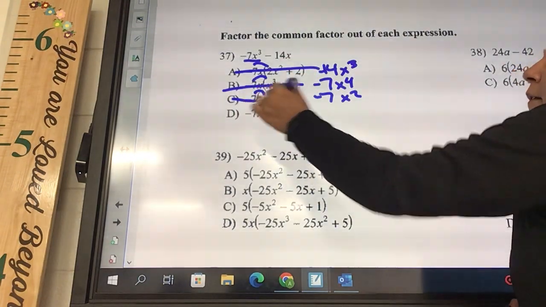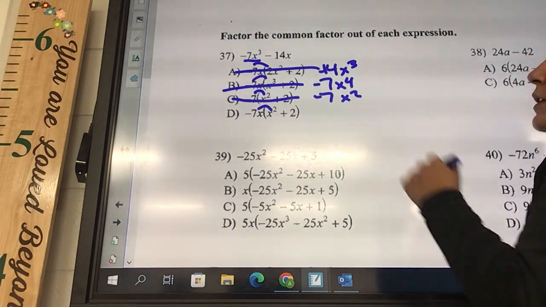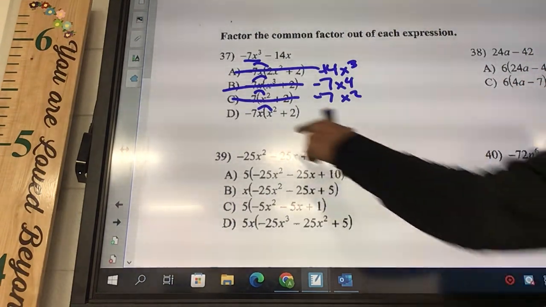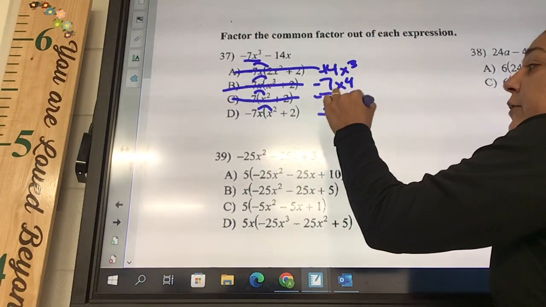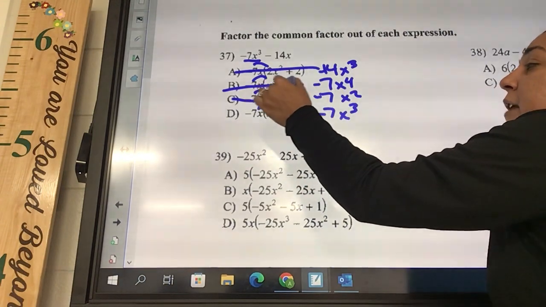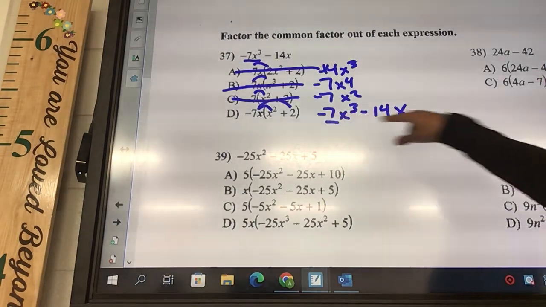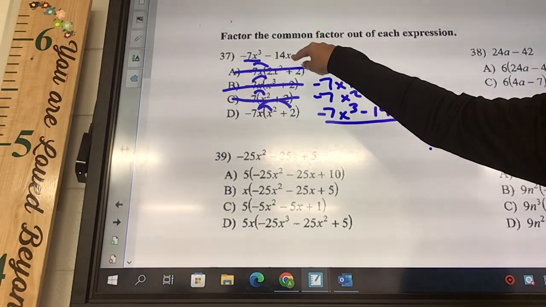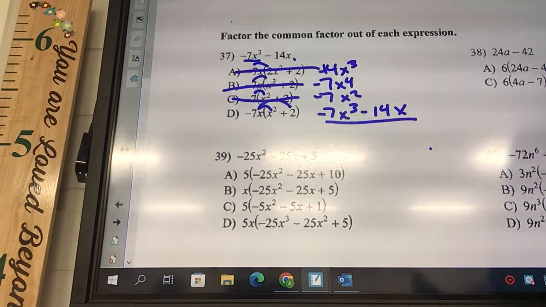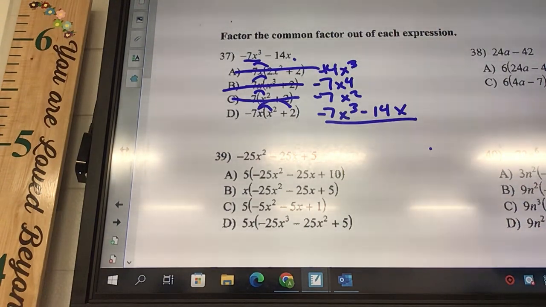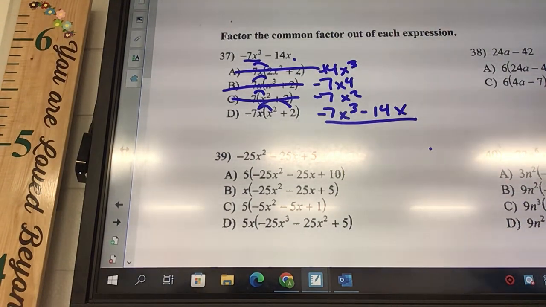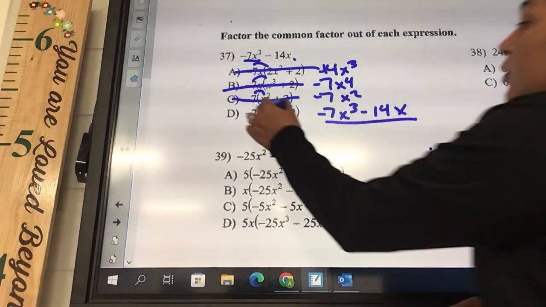Okay, now I'm going to show you, just because if some of them are the same, you would say negative 7x³, and then you do negative 7 times 2, which is going to be negative 14, and 1x. See how that completely looks the same as this one? That's how you can use the answers, because a lot of you are so much better at distributing, because you've been doing it longer than factoring. So you can use the answers, and it works just the same.